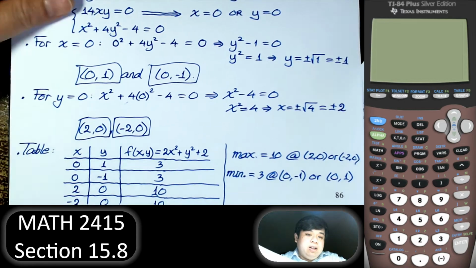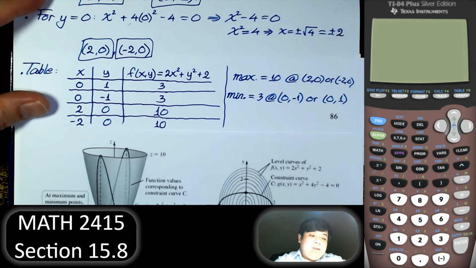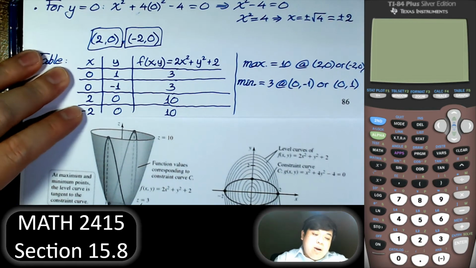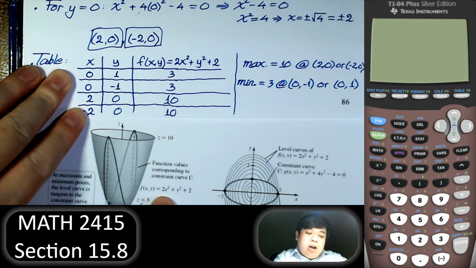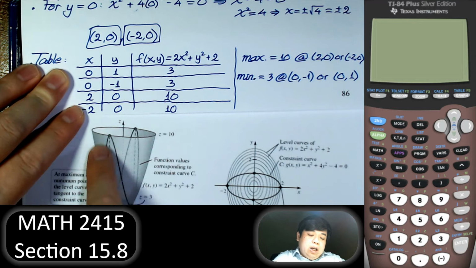simple enough, right? So it is the same problem, but on this graph, what we're trying to maximize is the function 2x squared plus y squared plus 2. So the graph of that is a paraboloid. Look like this.